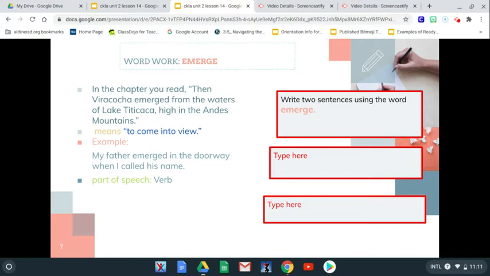So now it's your turn, boys and girls. You're going to write 2 sentences using the word emerge. For me, I would use the sentence, I went to the beach and saw a whale emerge from the bottom of the water to gain his air, his oxygen. Because remember, whales have to come up, and you see them, they come up from way down at the bottom of the ocean to get the air, and then they go back down. So that will be my sentence. But now it's your turn, boys and girls, to create 2 sentences using emerge.